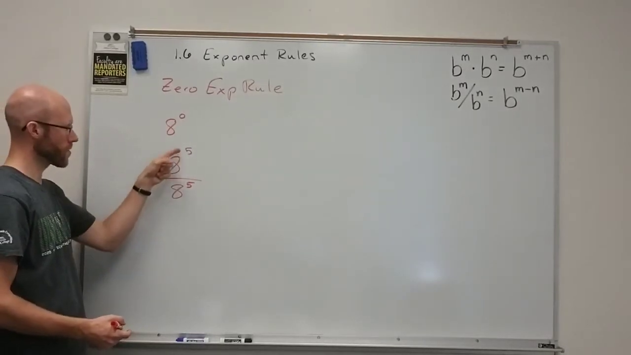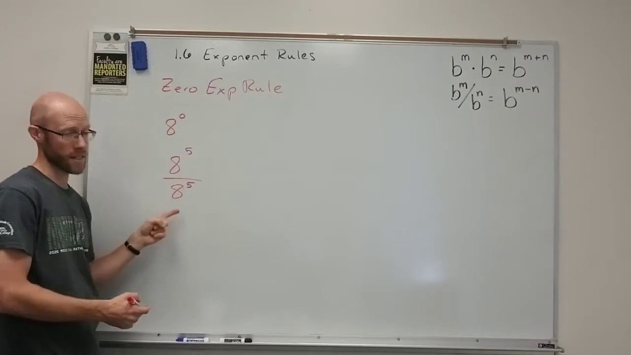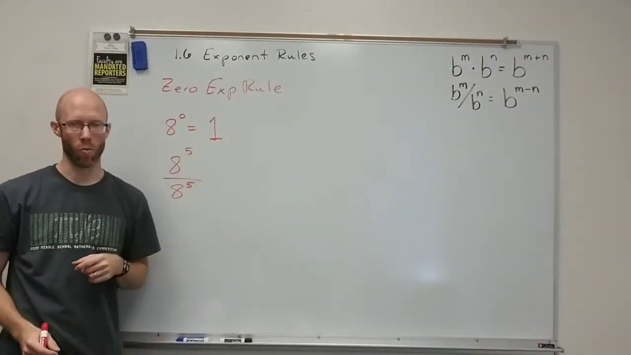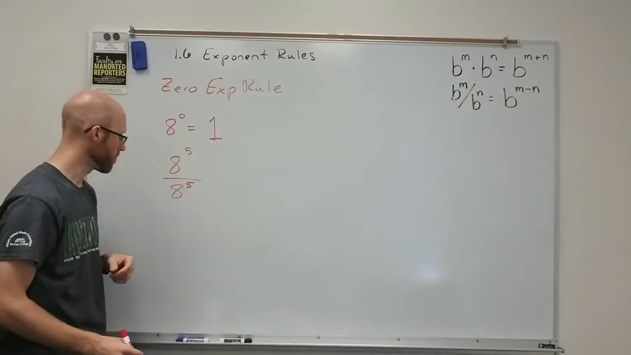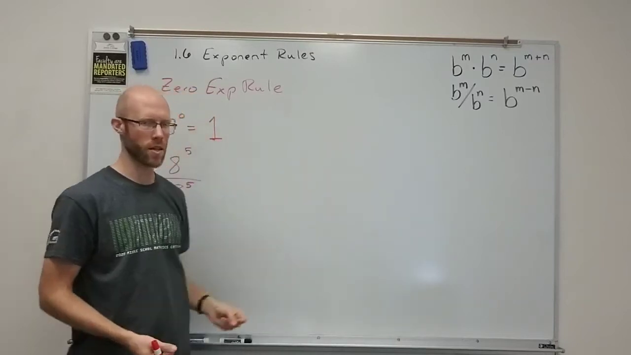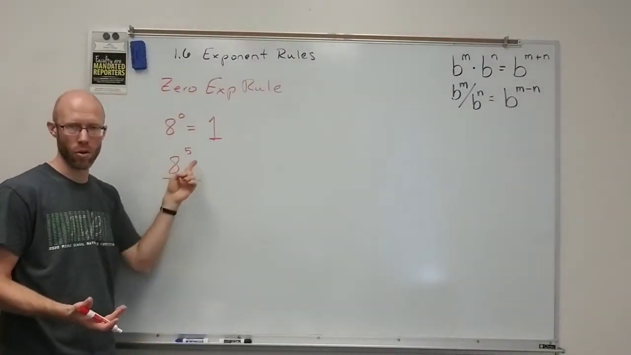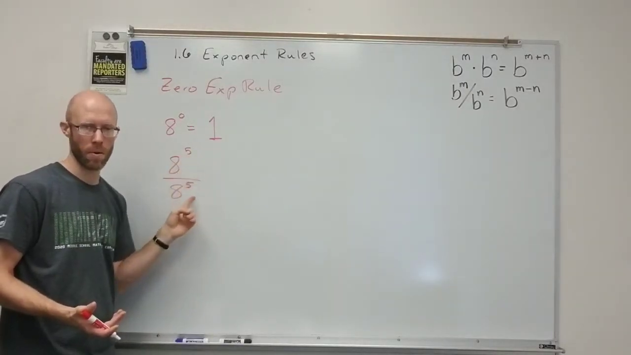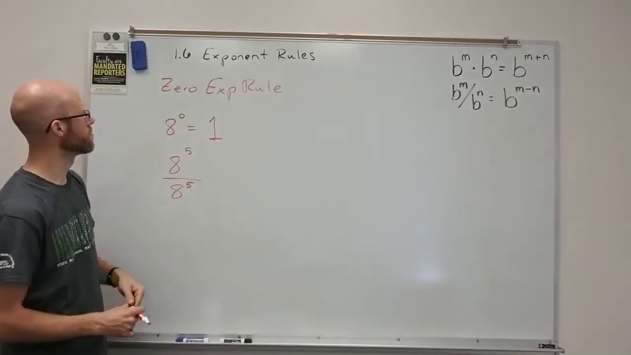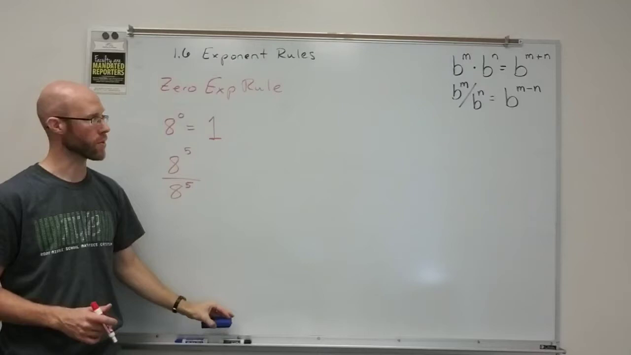But anytime you have the same power on top and the same power on the bottom, the same thing on top and bottom, they cancel and you just get 1. So the answer ends up being 1, okay? So it kind of comes from this quotient rule. Again, I'm not going through all the details of how that works, but I just chose the number 5 here randomly. You could put any number as long as it's the same on top and bottom to prove that this works. But anyway, a zero exponent will always be 1, okay?